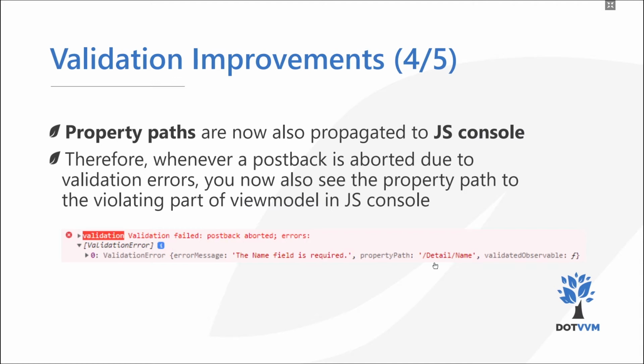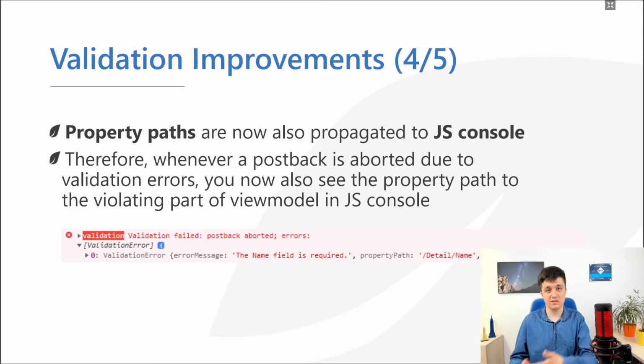So we believe that this addition can be helpful when analyzing the root cause of your validation problems. Whenever, for example, a postback is cancelled due to some validation errors, you would also get these property paths so that you can just go straight and inspect the view model at that specific place to know what went wrong. Because these error messages on their own are not that great at describing what is the actual place inside a view model that has been violated. So I think that this is also a great addition.